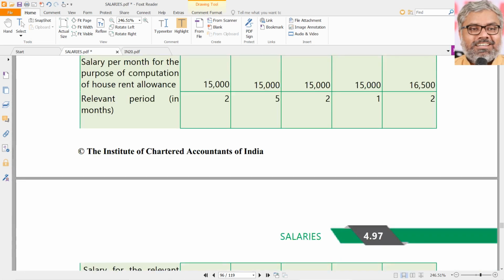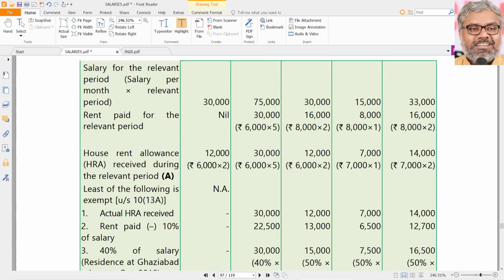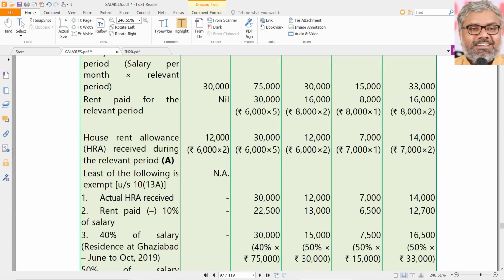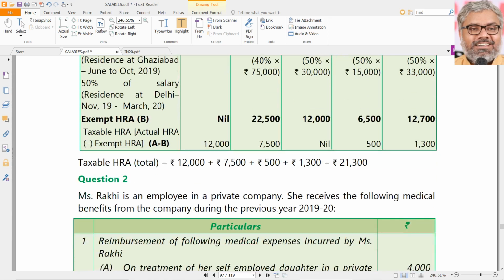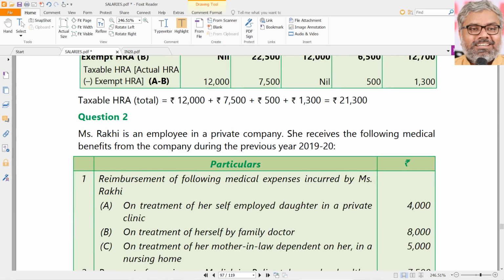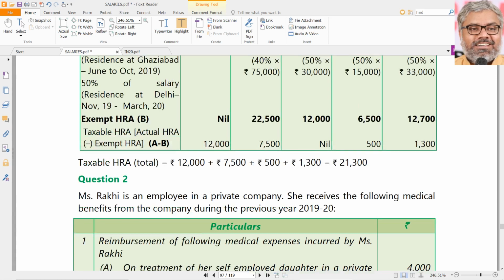And which city the employee is residing in, all these things will be relevant. Accordingly, the calculations have to be done. So question number 1 is something which you should already have done in one of the tasks.